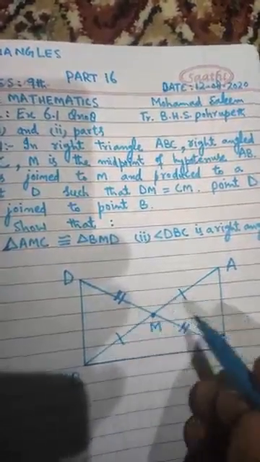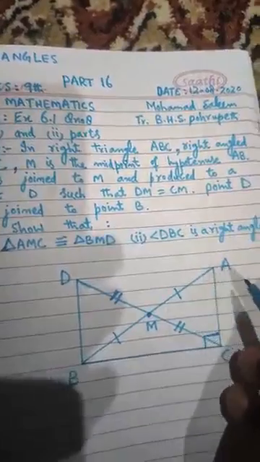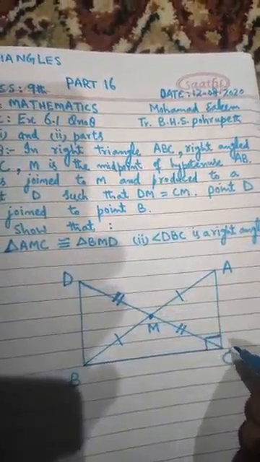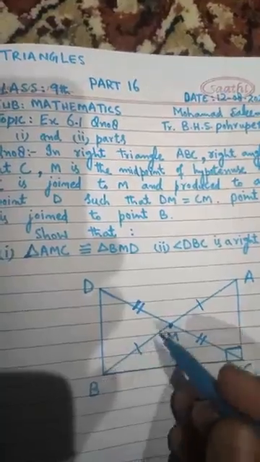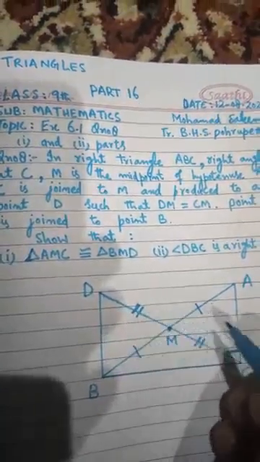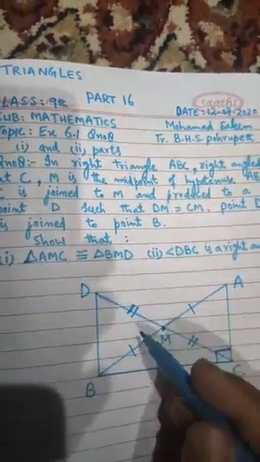इनको हमें prove करना है congruent। कौन कौन से? Triangle AMC and second is triangle BMD. That means these 2 triangles are to be proved as congruent.